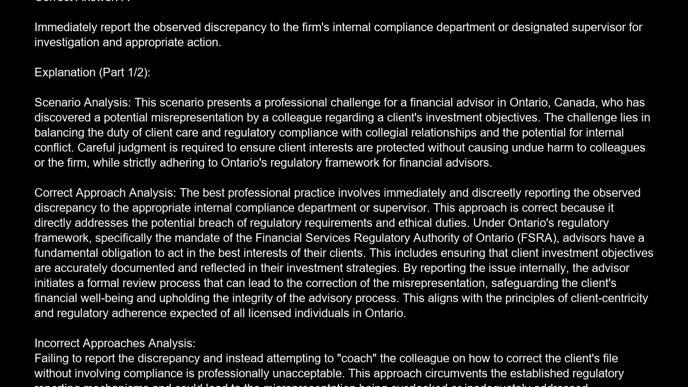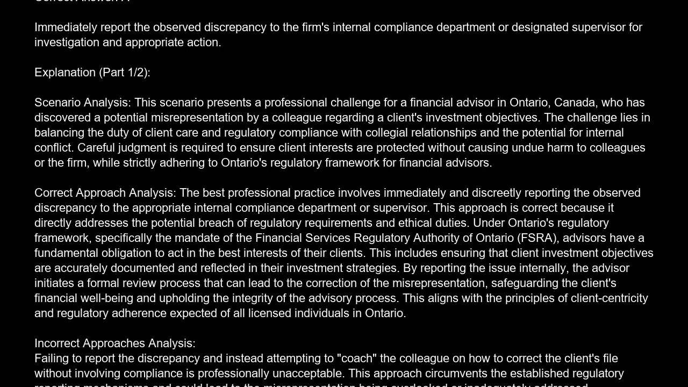Correct approach analysis. The best professional practice involves immediately and discreetly reporting the observed discrepancy to the appropriate internal compliance department or supervisor. This approach is correct because it directly addresses the potential breach of regulatory requirements and ethical duties. Under Ontario's regulatory framework, specifically the mandate of the Financial Services Regulatory Authority of Ontario, FSRA, advisors have a fundamental obligation to act in the best interests of their clients.